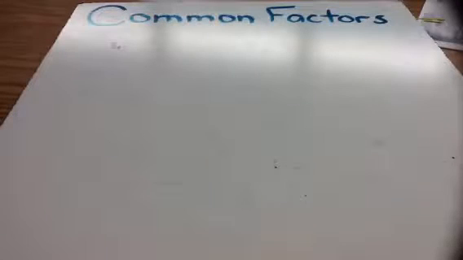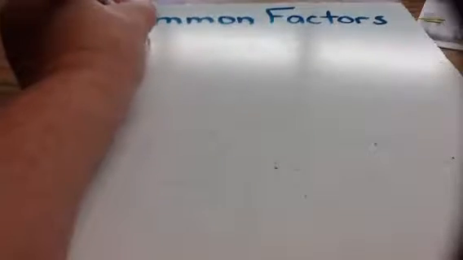So today we're going to use factor rainbows to find the factors for two numbers, and then we will figure out what common factors those two numbers both have. We're going to start by making a factor rainbow for 12.